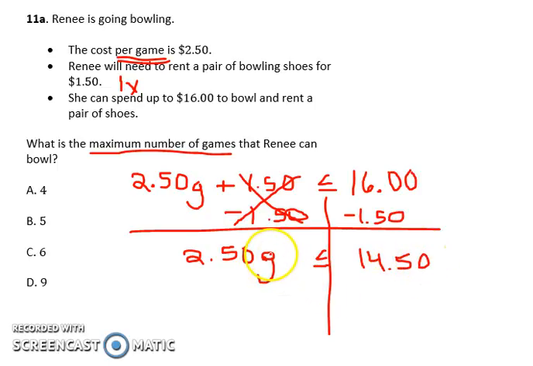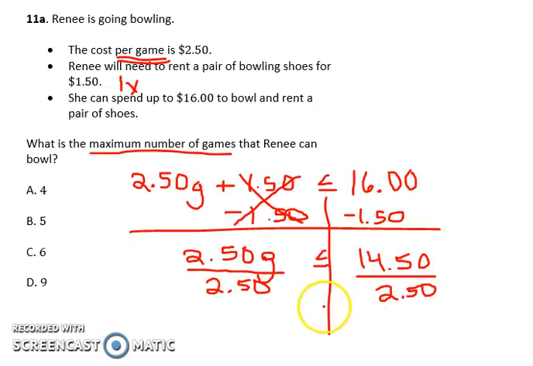Now I want to get G by itself, because remember, G is going to tell me the number of games. So I'm going to use division because 2.50 is currently being multiplied by G, and I want to do the opposite. So I'm going to divide by 2.50 on the left. Whatever I do on the left, I got to do on the right. Now with my sign, since I'm dividing by a positive number, nothing's going to change. My sign will stay the same.